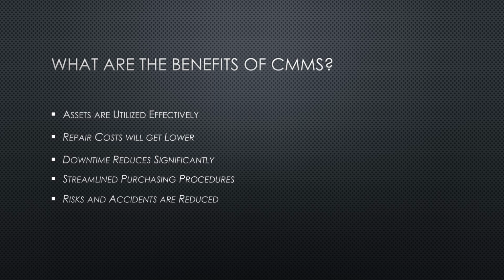And lastly, the risk and accidents are reduced. Why are the risk and accidents reduced? It's because you're doing preventative maintenance. You're preparing for things to wear out. You're preparing for things to stop working. Thus, that reduces accidents.